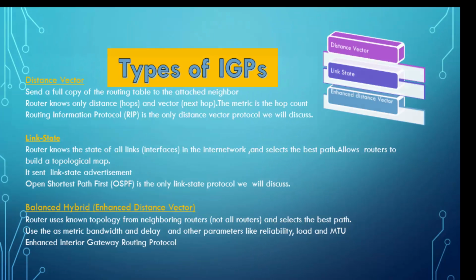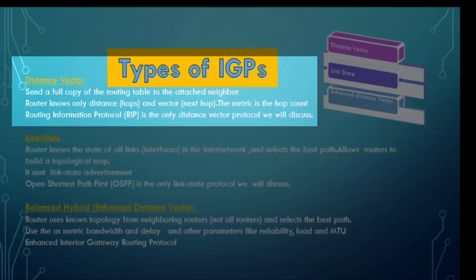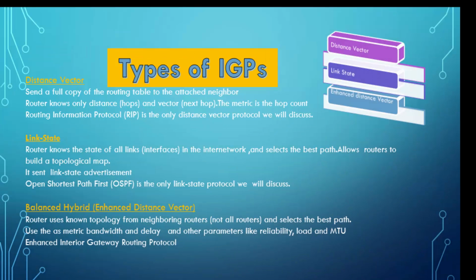Types of IGP. We're talking about distance vector. With distance vector, a router sends a full copy of the routing table to the attached neighbor. The router knows only distant hops and vectors, the next hop. The metric is the hop count. As I mentioned before, in RIP the maximum number of hops is 15, and 16 is infinite. Routing Information Protocol, RIP, is the only distance vector protocol that we are going to discuss.